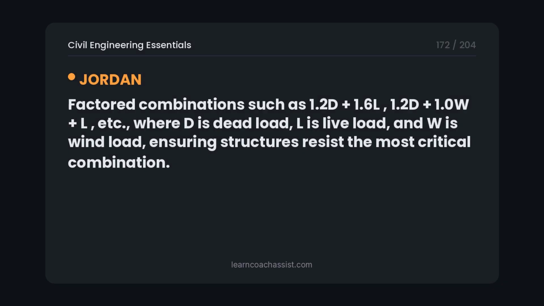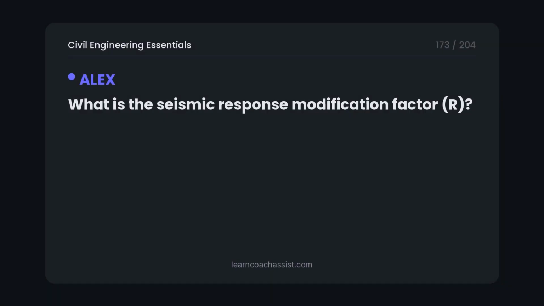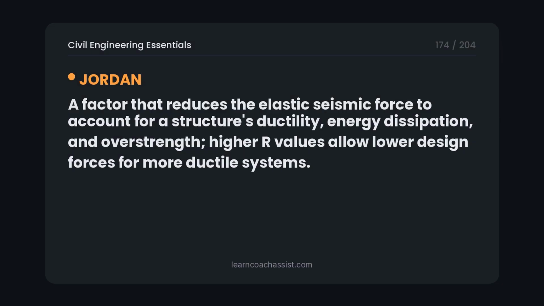Factored combinations such as 1.2D plus 1.6L, 1.2D plus 1.0W plus L, etc., where D is dead load, L is live load, and W is wind load, ensuring structures resist the most critical combination. What is the seismic response modification factor, R? A factor that reduces the elastic seismic force to account for a structure's ductility, energy dissipation, and overstrength. Higher R values allow lower design forces for more ductile systems.